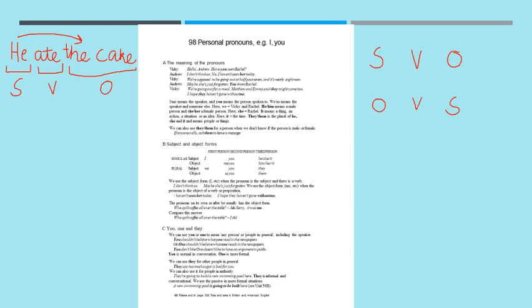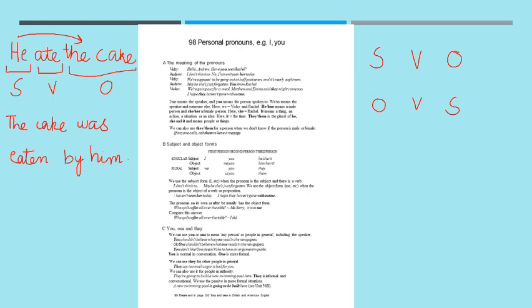Now, if we reverse this order: the cake was eaten by him. Now here again, the structure becomes object, verb, and subject. The cake is of course the object, and eaten is again the verb, and by him, him is the subject. Here again the function does not change even if we change their places.